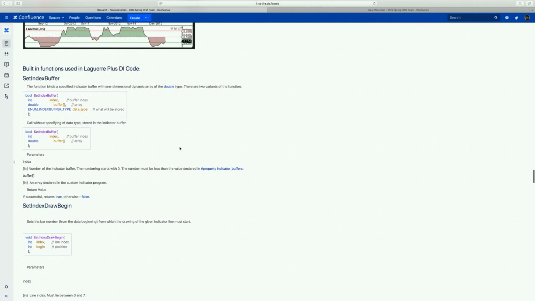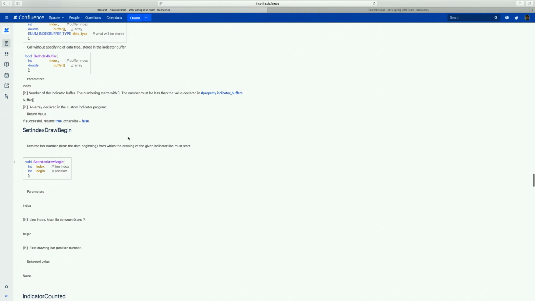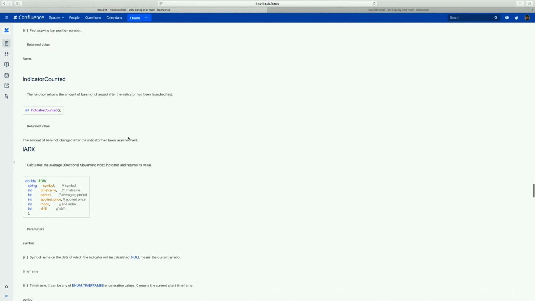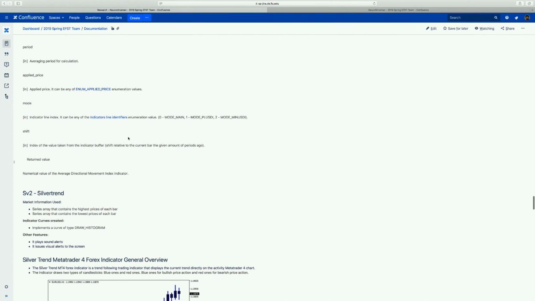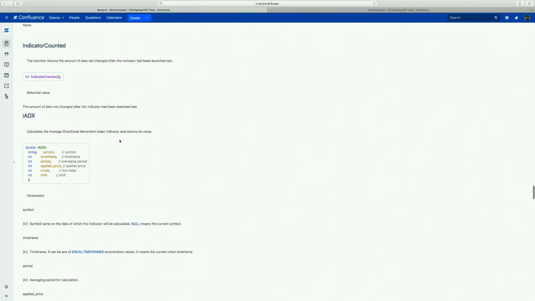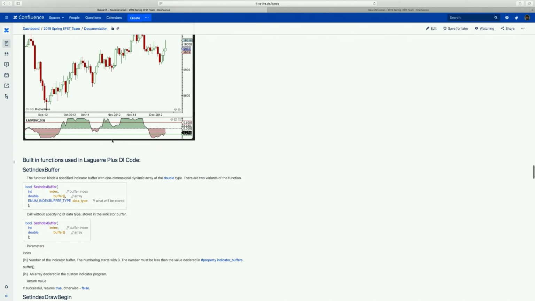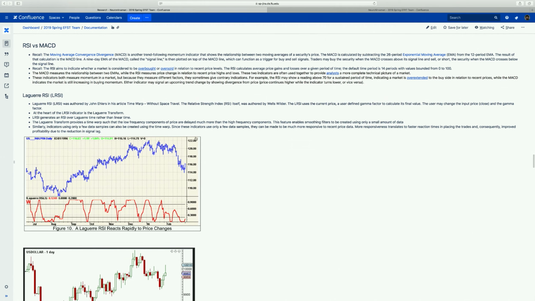So here are some of the built-in functions that the Laguerre plus DI code uses. I added this here just for reference when I'm trying to understand what the code is doing. So if you go down, you see the functions that it's using. This is where it computes the average directional movement. So it uses this as the input instead of the closing price, which is the default input.